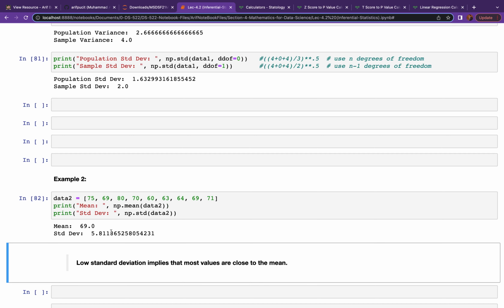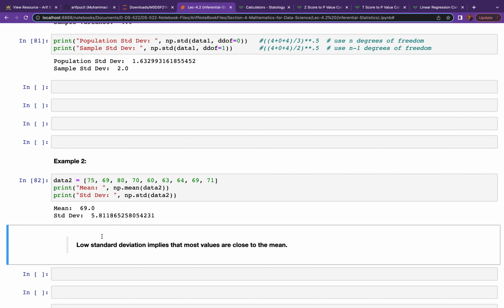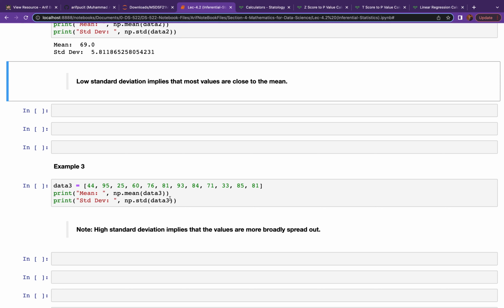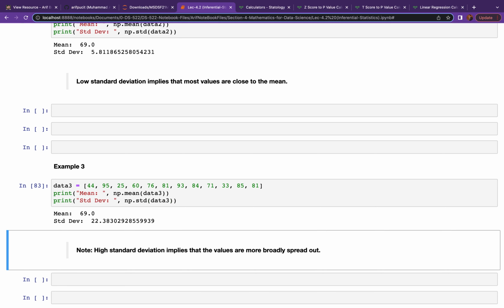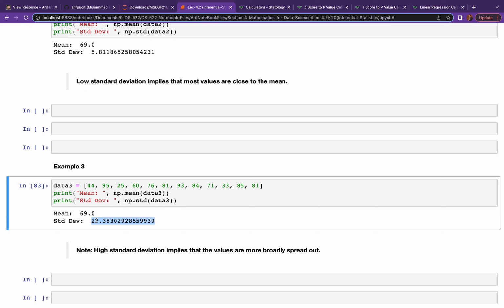We are using the mean and std method of NumPy to compute the mean and the population standard deviation of this data set, which is 5.8 standard deviation. This 5.8 deviation implies that most values are close to the mean. Similarly, if we run this data set, the high standard deviation of 22 implies that the values are more broadly spread out in this case. So this is a standard deviation.